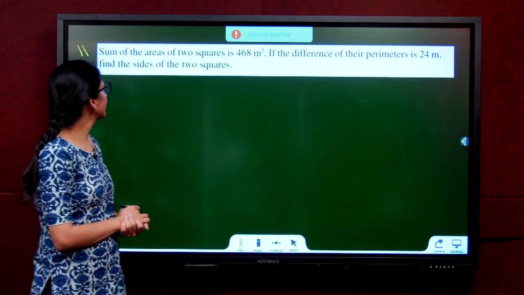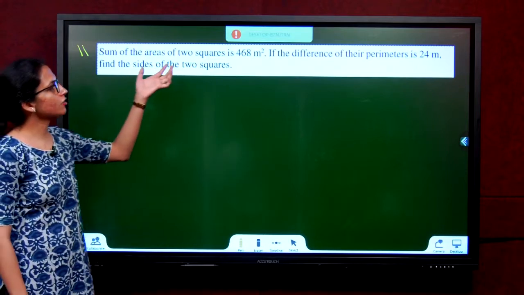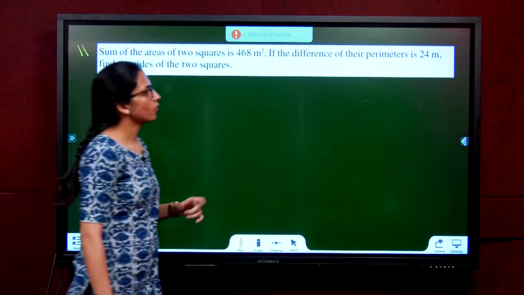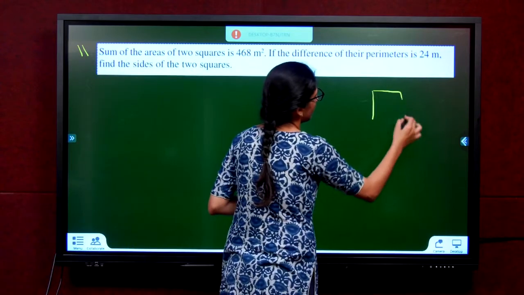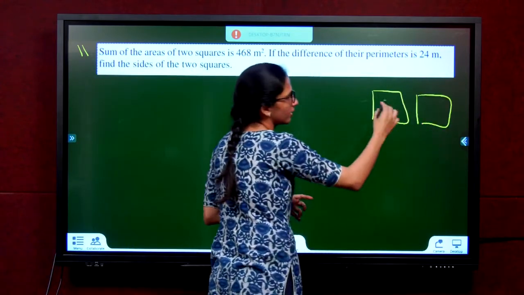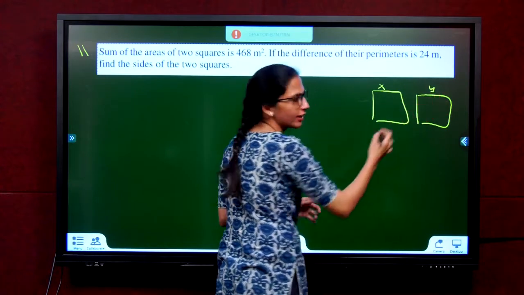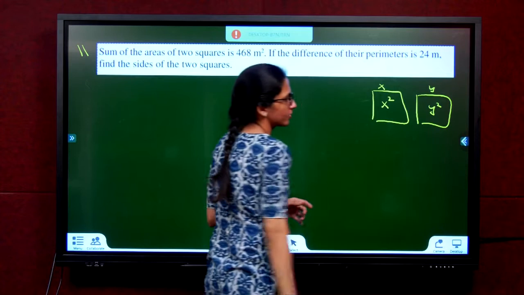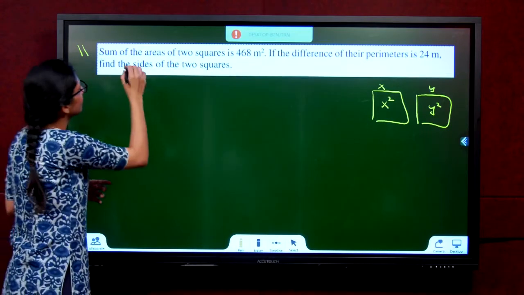4.3 question 11. Sum of the areas of two squares is 468. So we have two squares. We'll take one side length to be x, one to be y. So what will this one's area be? X square. This one's area? Y square.